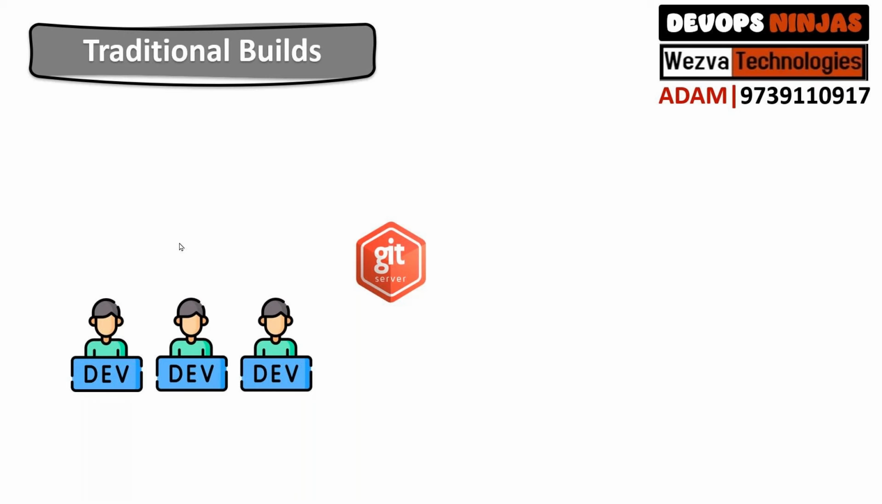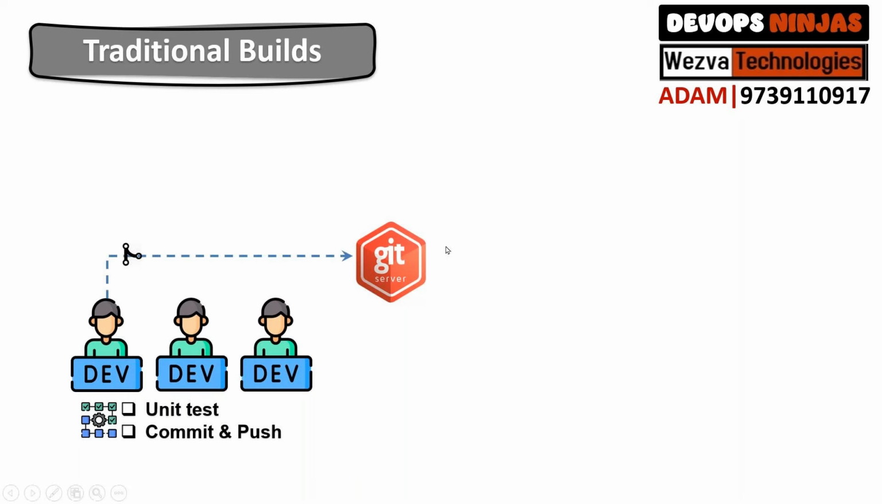But in a traditional method, what happens is, assume you have a bunch of developers where we store all our code in a server like GitLab or GitHub. Eventually, when a developer modifies the code on their local workspace or workstation, they will do a unit test, and if that is fine, they will commit and push the code from their local repo to the remote repository. Every developer goes through this same process.